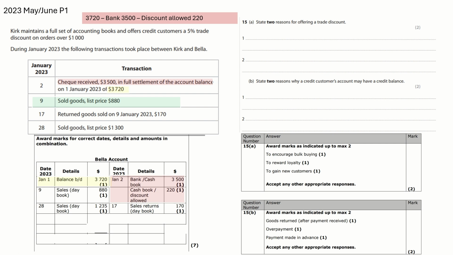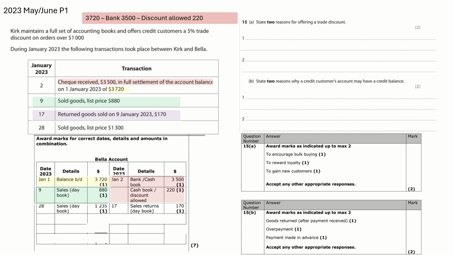9th, sold goods, list price 880. Therefore, the double entry for credit sales is trade receivables debit, sales credit. Therefore, you enter it on the debit side of Bella's account because Bella is the trade receivable. So you write sales or sales day book 880.